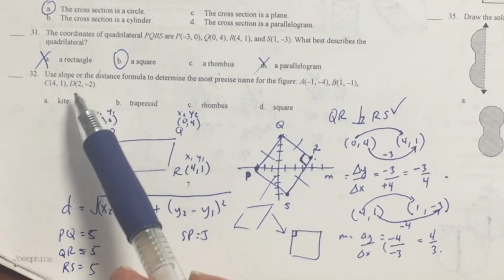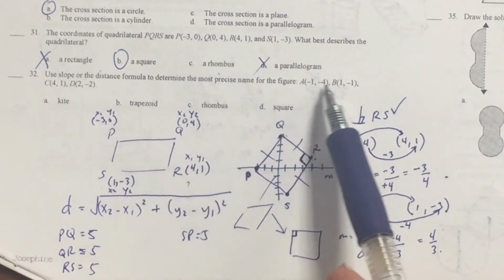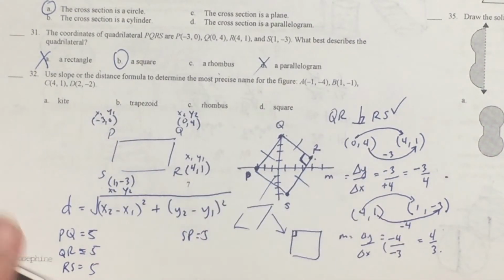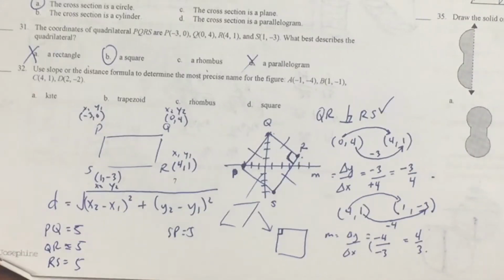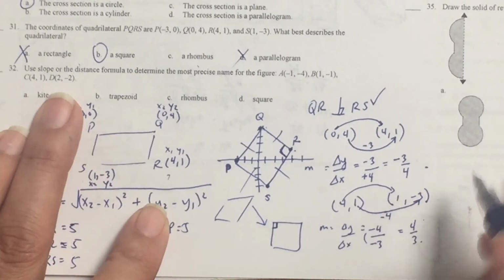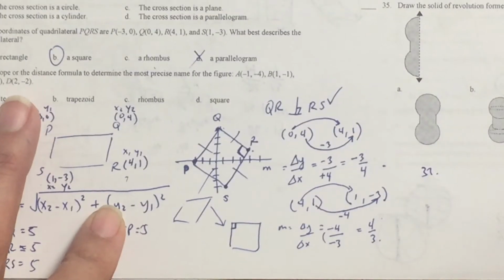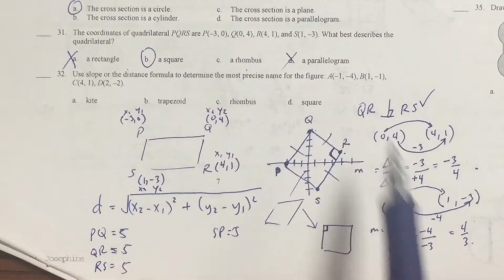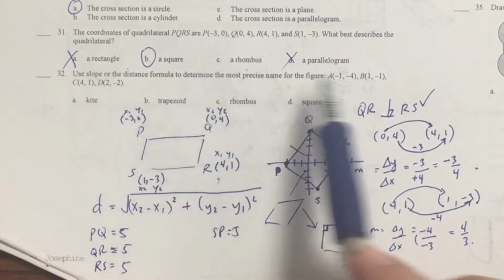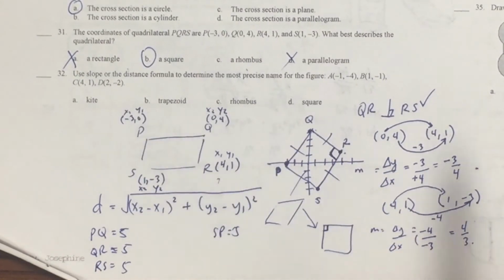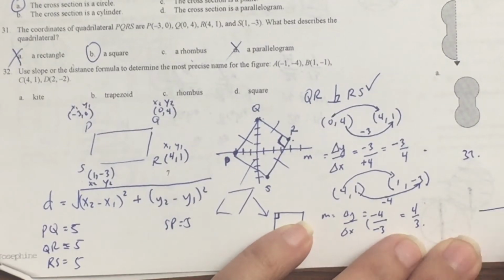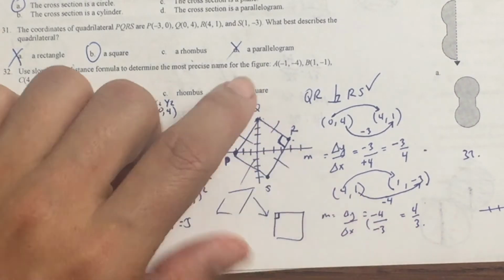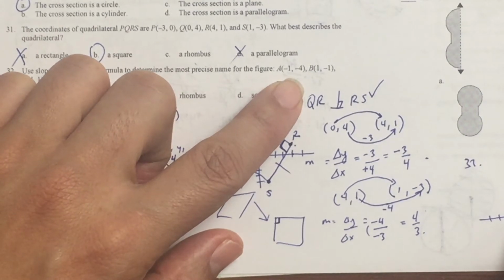All right, number 13, use the slope or distance formula to determine the most precise name for this figure. Okay, so again, I'm just going to sketch it on a graph because I like how it looks on a graph. All right, so I need negative 4 to 4 on both axes. 1, 2, 3, 4, 1, 2, 3, 4. All right, A is negative 4, negative 1.